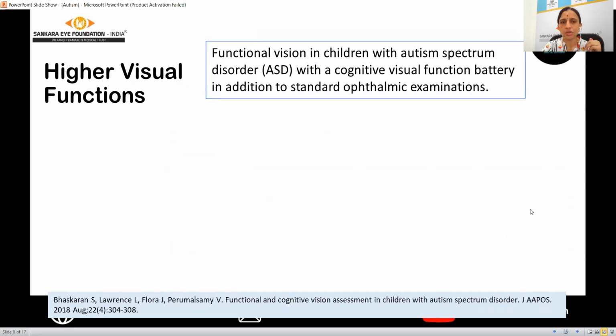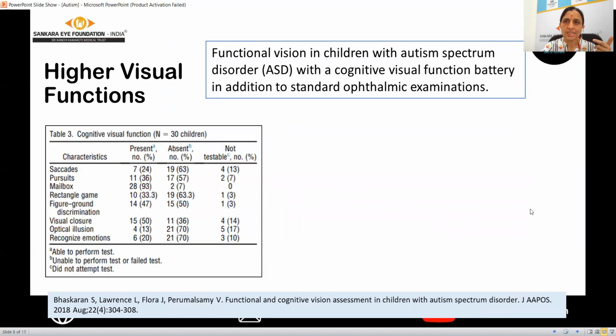Another interesting study, done by Arvind Madurai, looked at functional and cognitive visual assessment in children with autistic spectrum disorder. They did a comprehensive eye examination and also a cognitive vision assessment. They assessed color and contrast. They looked at saccades and pursuits using the NUSCO score. They also looked at mailbox directions, which the child could make out by placing the letter in the mailbox indicated by directions. They also looked at the rectangle claim, how the child could identify emotions using Heidi picture charts, and also the optical illusion.